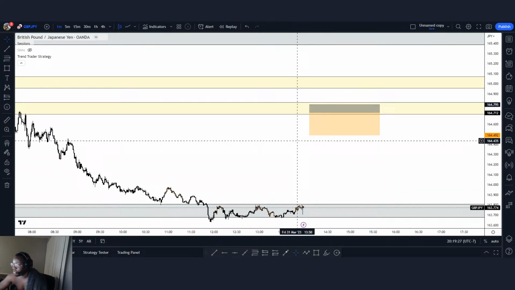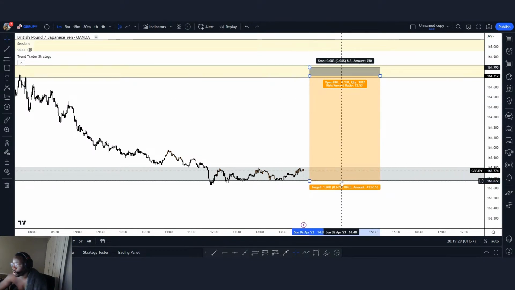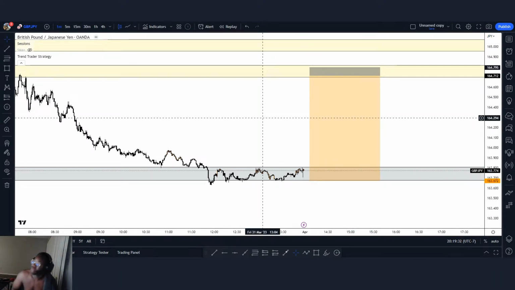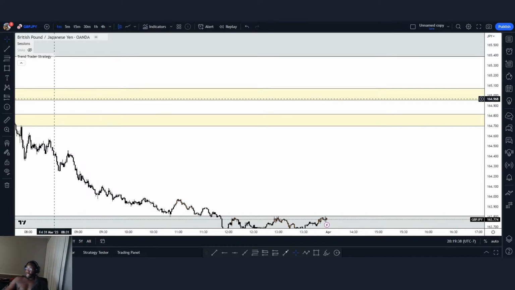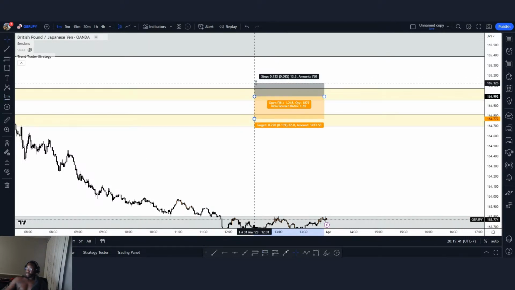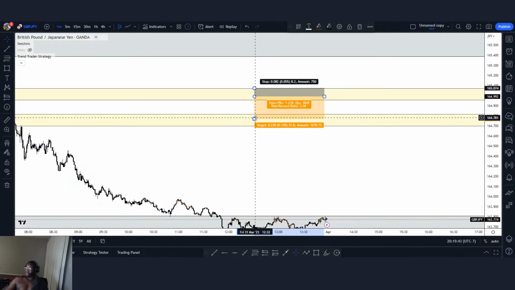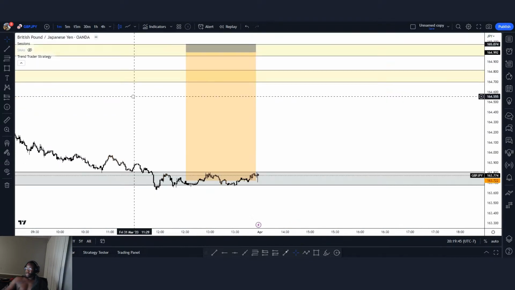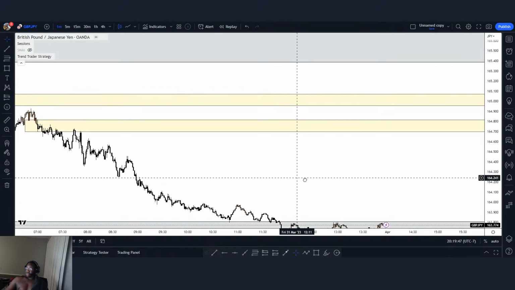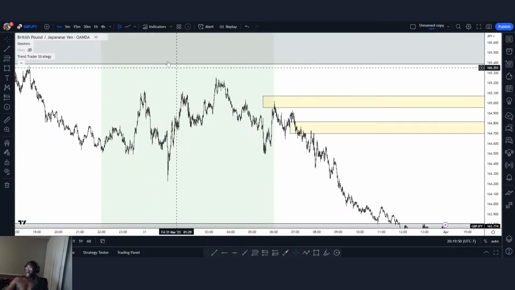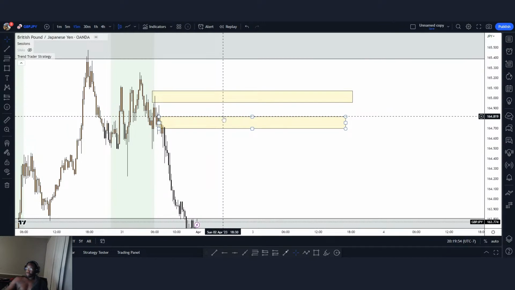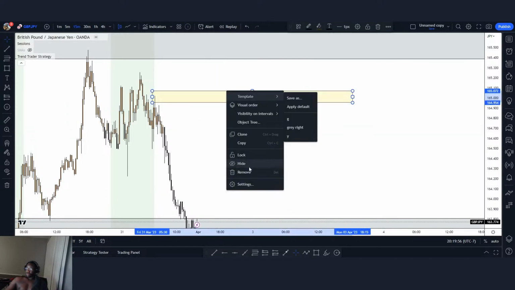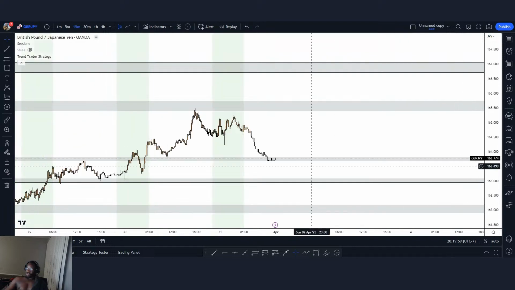You could have like an 8 pip stop loss and then just target all the way down to that low for like a 1 to 12. Or up here for like a 1 to 15. Depending on the structure. If the structure is only 8 pips away, then that's where you put your stop loss. Boom, that's like a 1 to 15. So we're going to see how price reacts to these levels. So that's what I'm looking at.